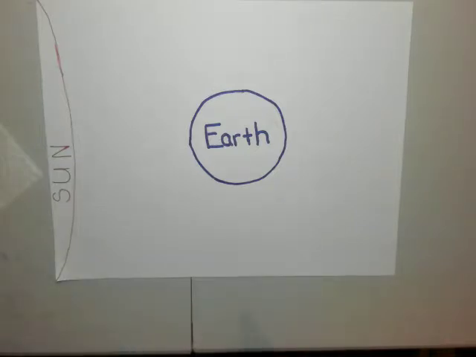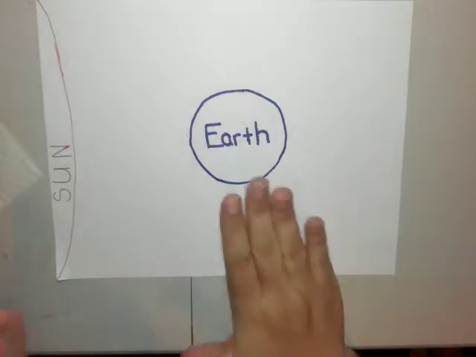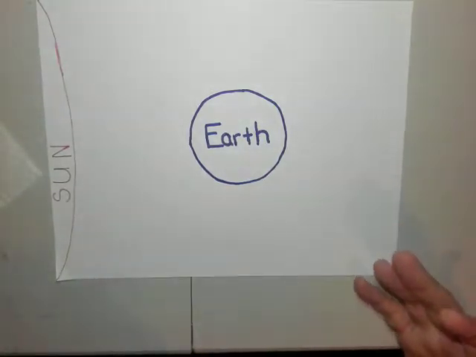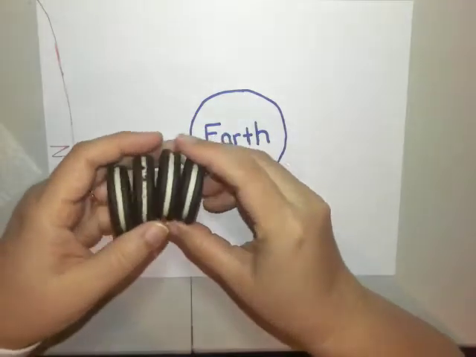Hello, fourth grade. Today we are looking at patterns with the moon. So we have set up here our sun and earth system, and we're missing our moon. Our moon is going to be some Oreos.